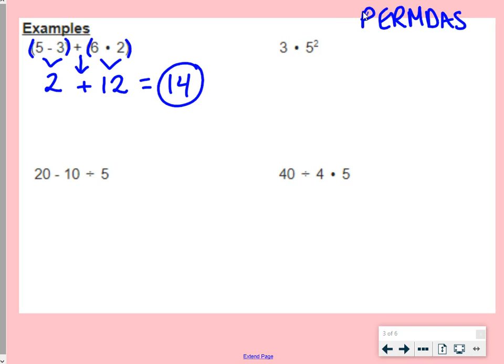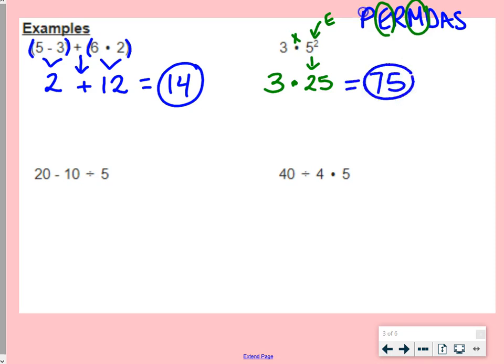Second example, we have multiplication and we have exponents. Our exponent comes before our multiplication. So we're going to do our exponent first. We're going to do 5 squared, which is 25. And then we're going to bring down that 3 times 25, which equals 75.